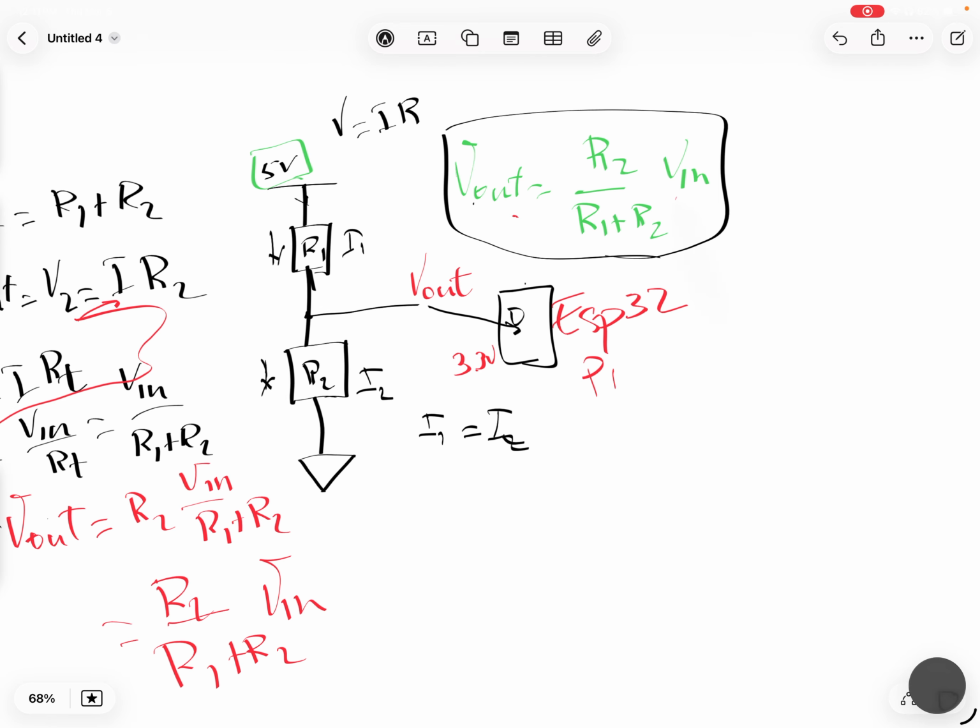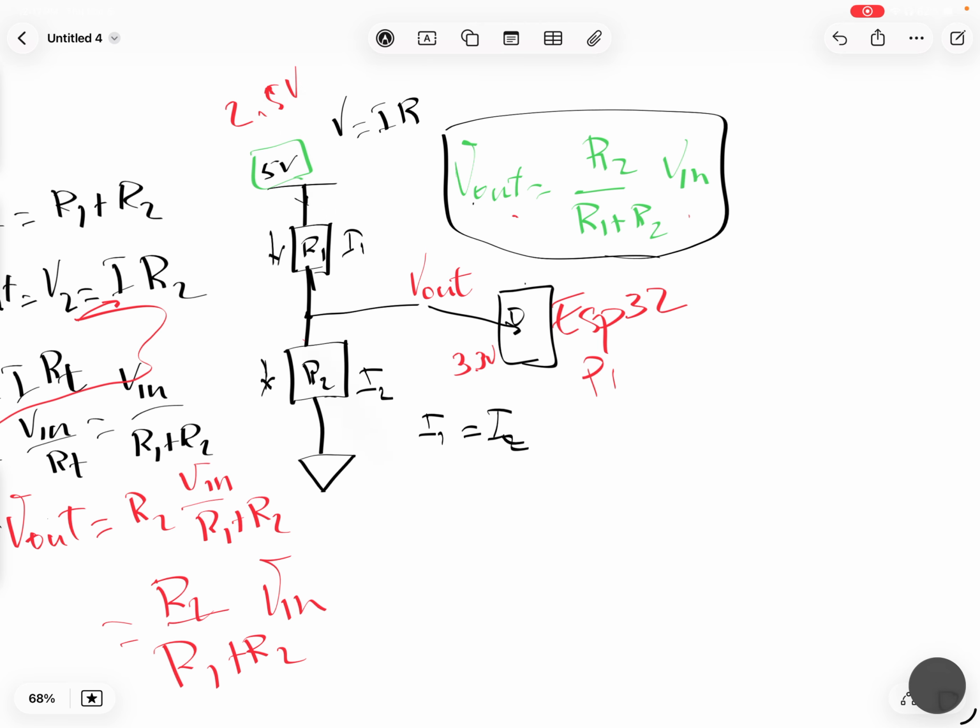So with this formula, you can choose the resistor you want. Let's say in this case, we're going to choose our R2 to be 10 kilo ohms. We know the V out we want. Let's keep it simple. Let's say we want to divide this 5 volt voltage to a half, so we get 2.5 volts.